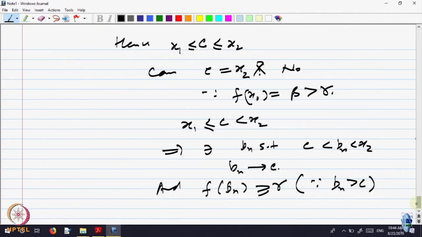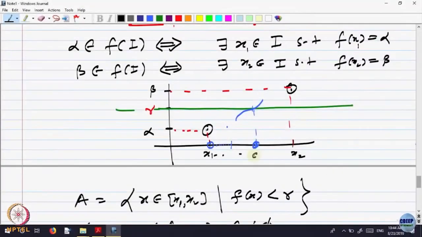Here, just look at the graph, you will understand it better. So, here is C, and C is less than x2, so there is B1, and so on, Bn converging to C. What can be the value of f at this point? It has to be bigger, because what is C? C is the least upper bound of all those points where the value is less than gamma. So, for something bigger than that least upper bound, the value has to be bigger than or equal to gamma. So, these are points here in this point.